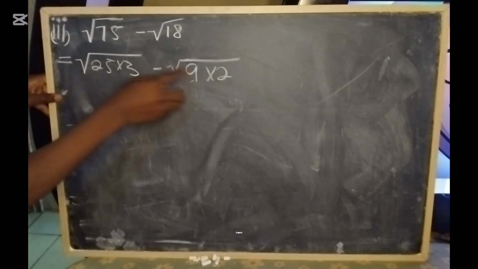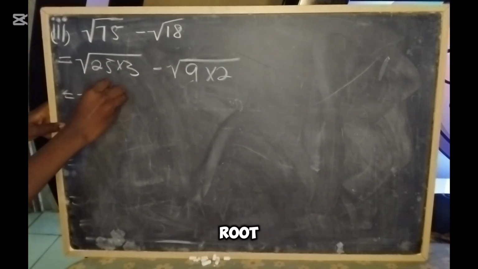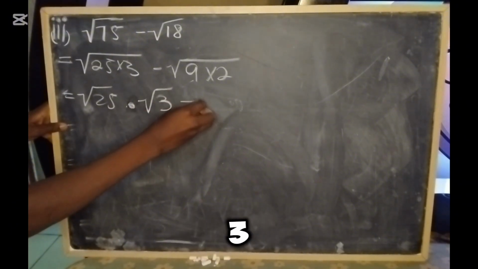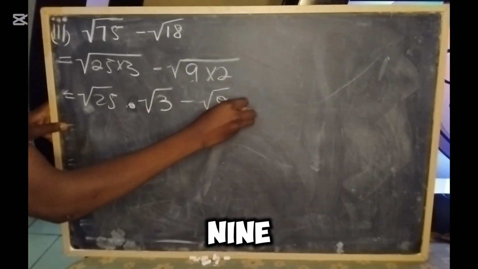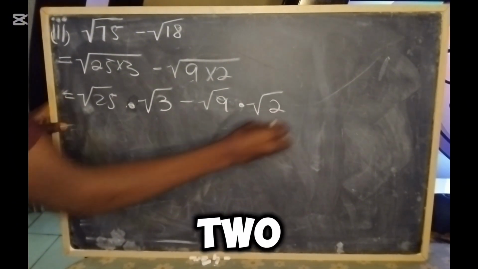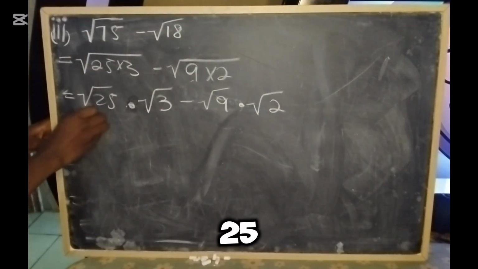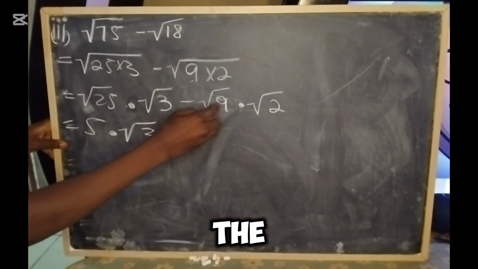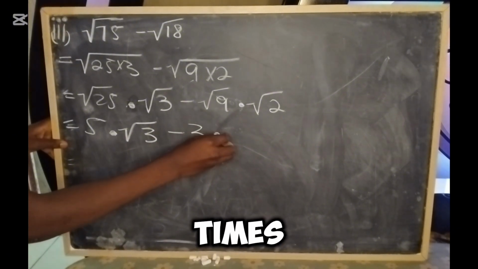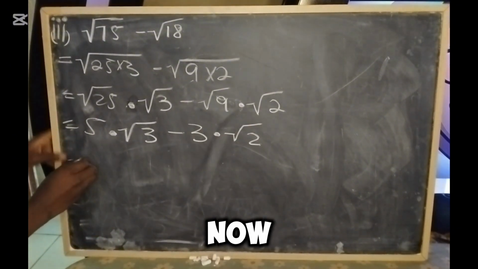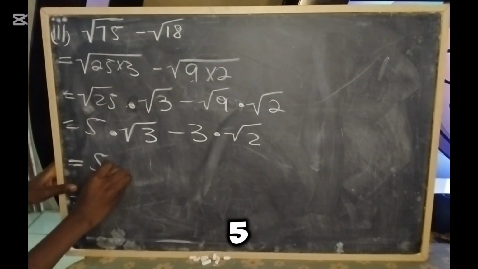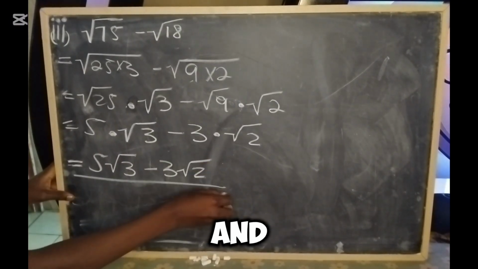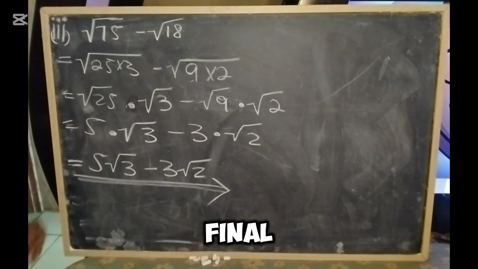So if you can see, it's times and times. It's going to be the square root of 25 times the square root of 3 minus the square root of 9 times the square root of 2. Then the square root of 25 is 5 times the square root of 3 minus the square root of 9 is 3 times the square root of 2. Then now you compute your answer. Your answer is 5 the square root of 3 minus 3 the square root of 2. And this, ladies and gentlemen, is your final answer.